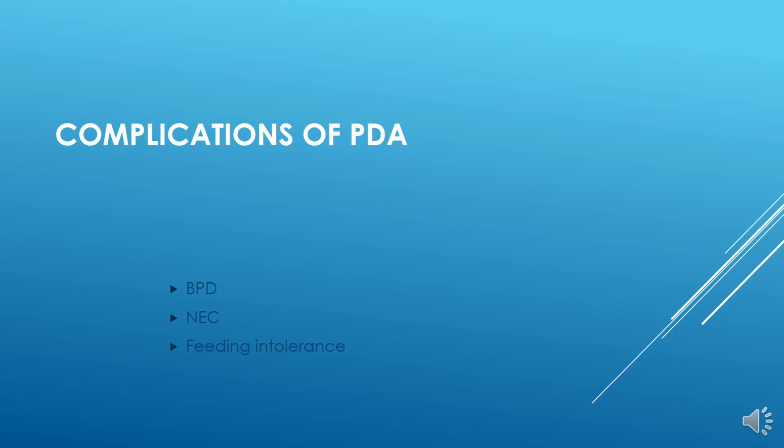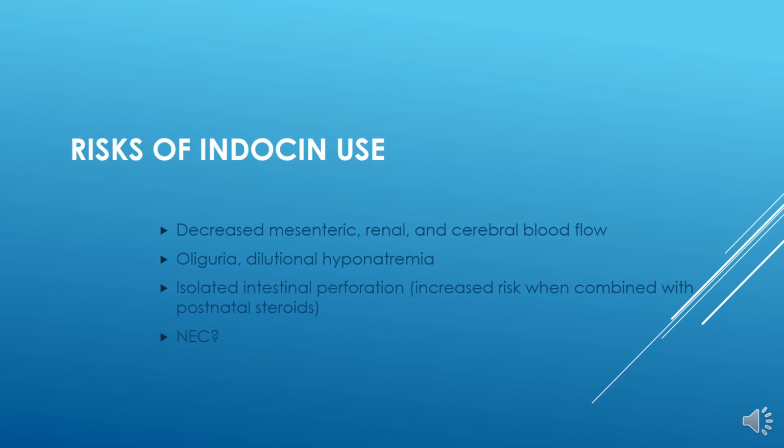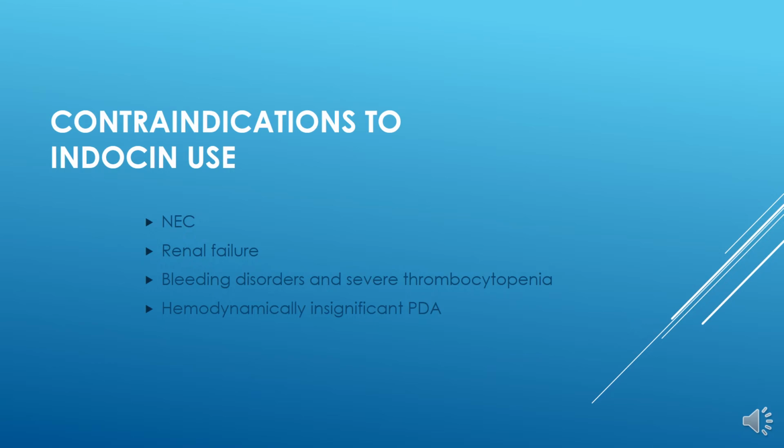Complications of PDA are BPD, NEC, and feeding intolerance. NEC is necrotizing enterocolitis. Risks of indomethacin use: decreased mesenteric, renal, and cerebral blood flow, oliguria, dilutional hyponatremia, isolated intestinal perforation, and necrotizing enterocolitis. Contraindications are necrotizing enterocolitis, renal failure, bleeding, and hemodynamically insignificant PDA.